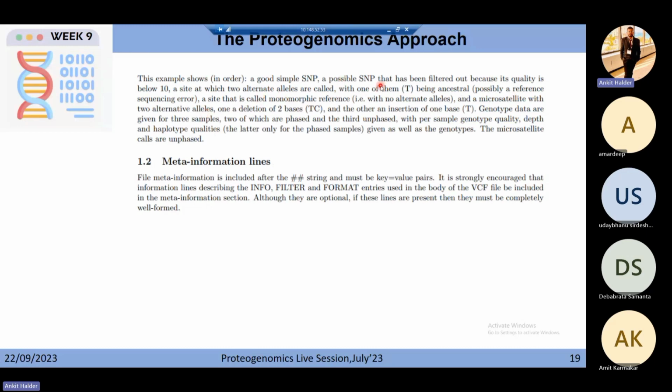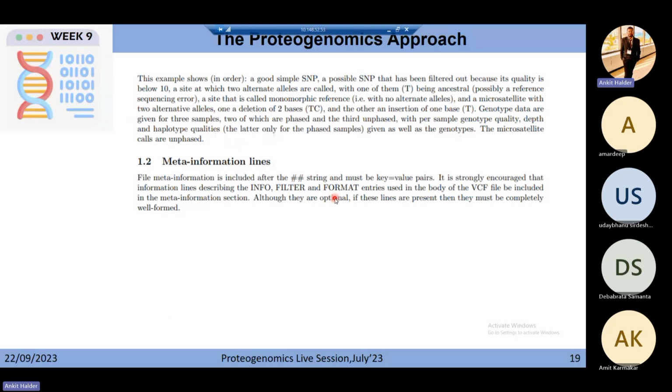These terms and understanding all these things are important. One is a deletion of two bases and the other an insertion of one base. Genotype data are given for your three samples, two of which are phased and the third is unphased, with per sample genotype quality, depth, and haplotype qualities given, as well as the microsatellite calls, which are unphased. The microsatellite calls are generally called unphased. So I would recommend you go through it in detail, then you will be able to understand much more.